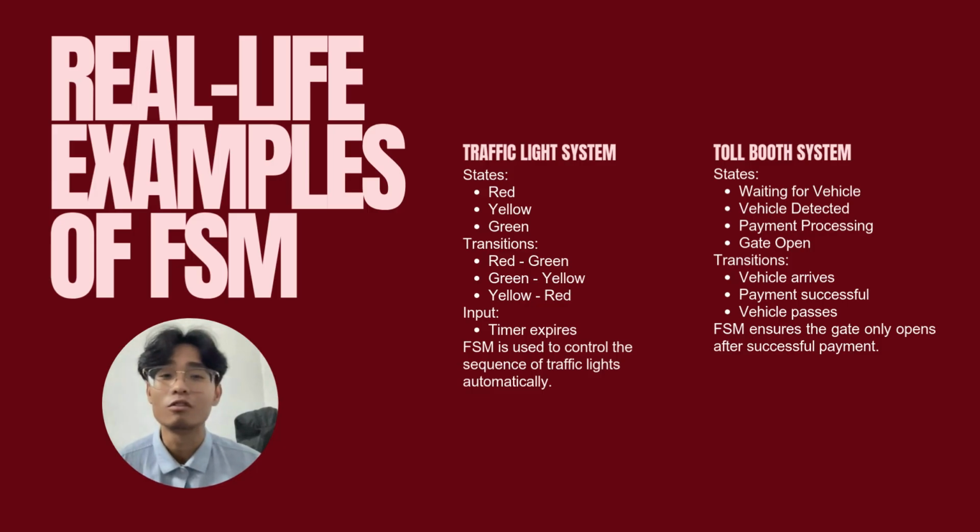Okay, real life examples of finite state machine. Firstly, the traffic light system. An easy way to explain it is: when the light is green, the cars go; yellow light means get ready to stop; and at the red light, the cars have to stop and wait for the green light to come up, and then they go. Secondly, the toll booth system. When the car comes to the toll, they need to stop and pay, and then you can go. Or else you cannot go.